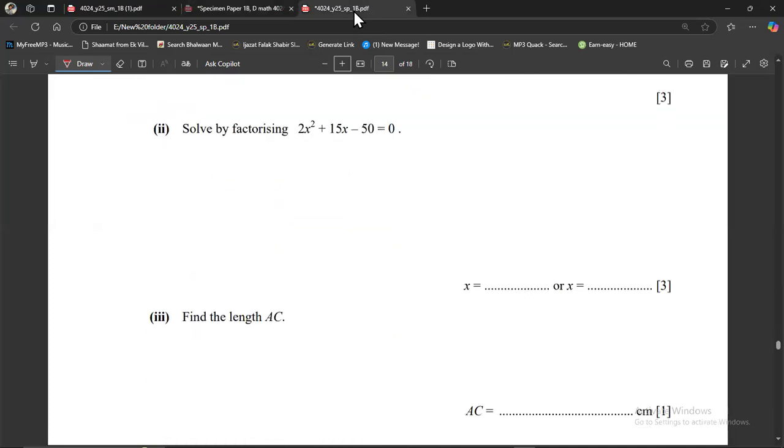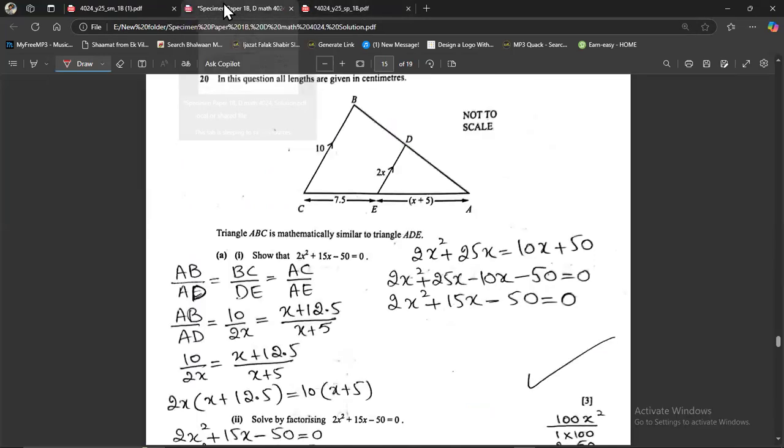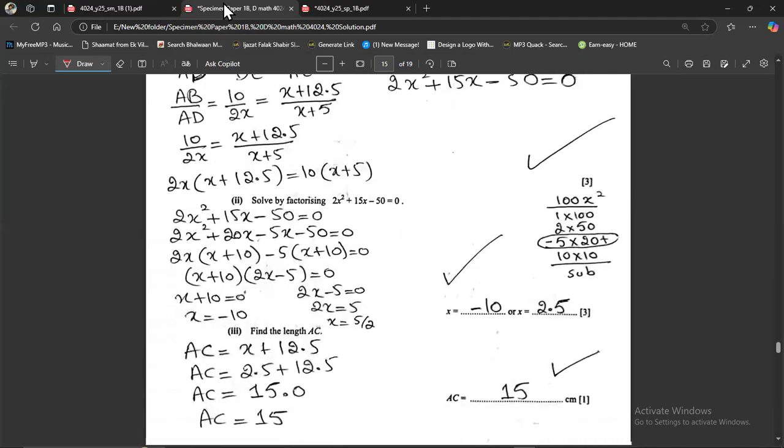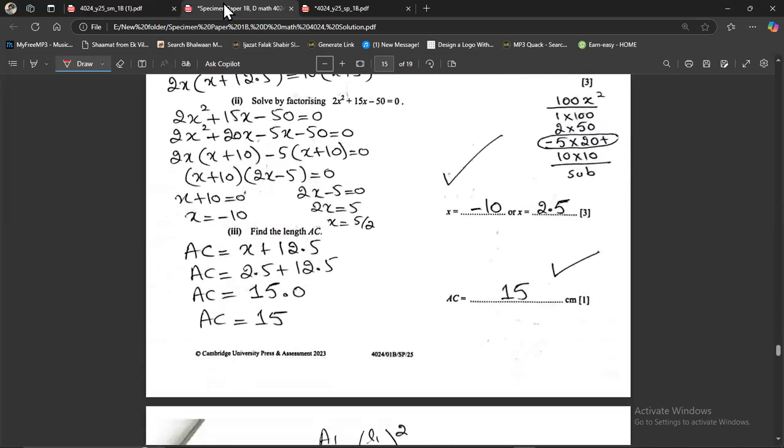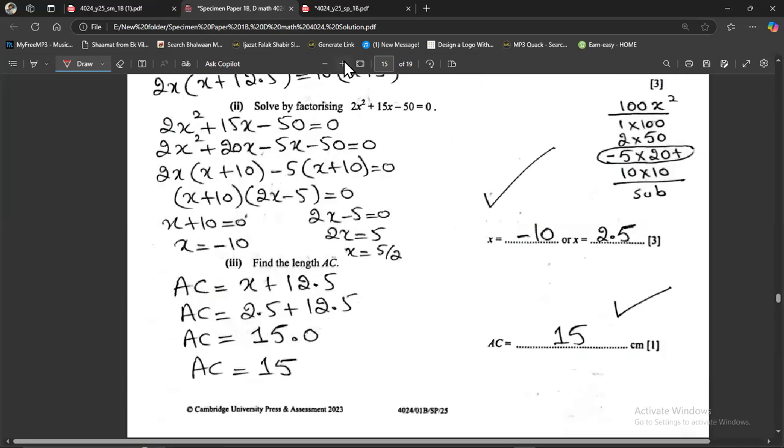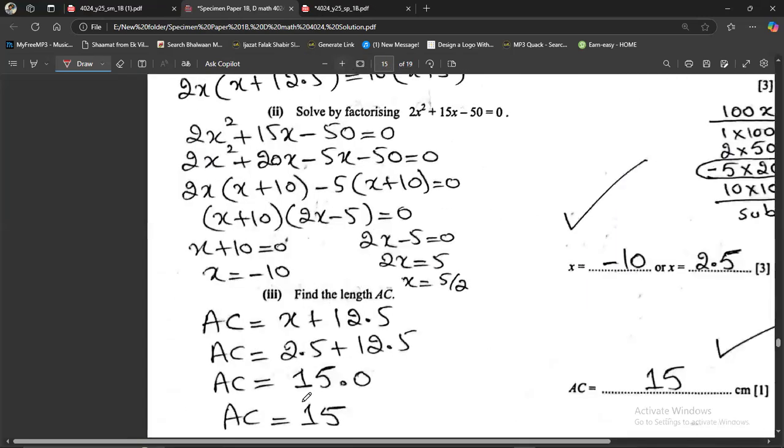A second part, he says solve by factorizing this. So 2x squared plus 15x minus 50 equals 0. We have to factorize it. The method is simple and famous. We call it the middle term breaking. And let me show you how this is done.